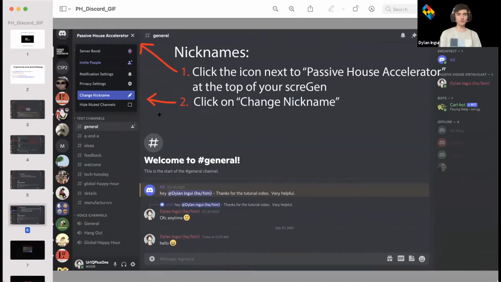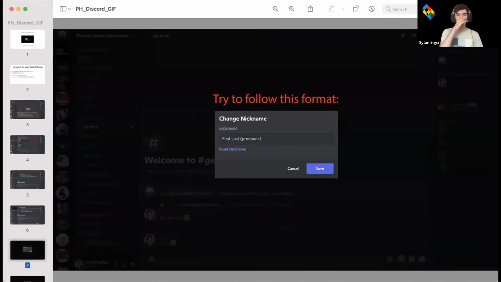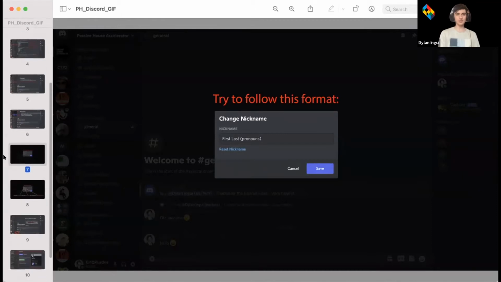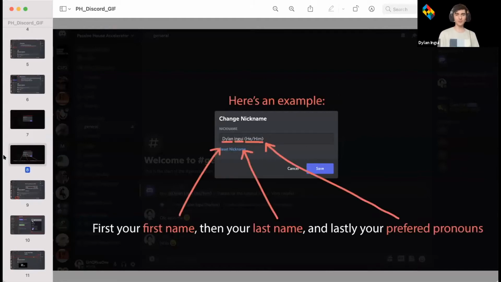The reason we're going to do this is because here, it lets you put your real name so that we know who you are and everyone else knows who you are. And that just makes it really easy to communicate, etc. So we're going to try to follow the first name, last name, pronouns in parentheses format. For example, for me, that would be Dylan Ingui, he/him.